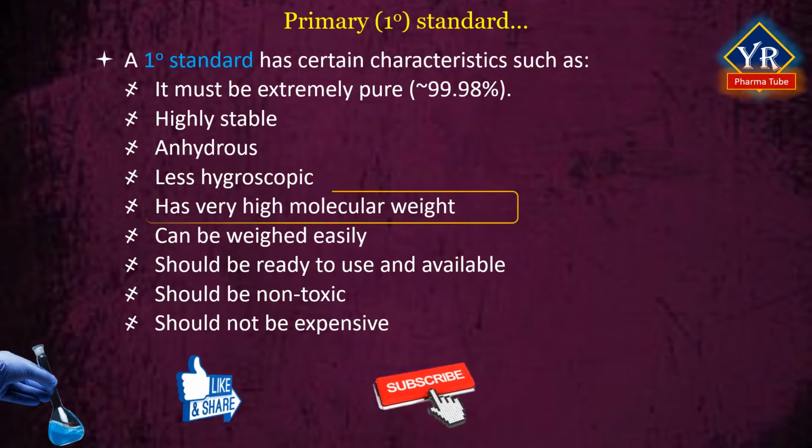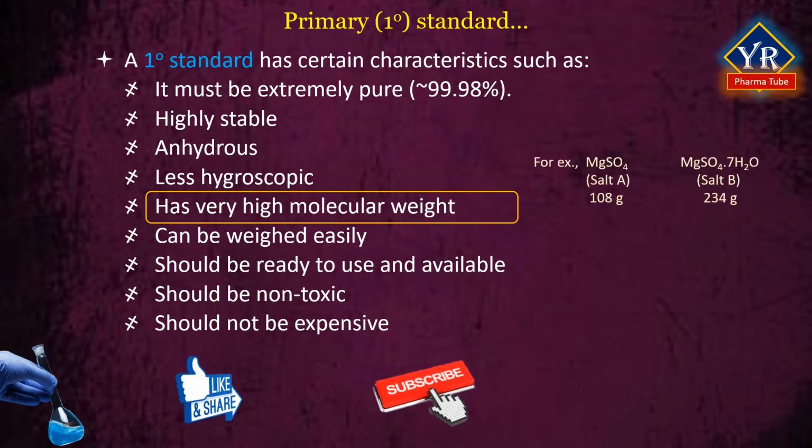A primary standard should have high molecular weight compared to its other similar forms. If we take the same example of Epsom salt, you can understand this statement. Let us take 1 gram of MgSO4 fit for making a primary standard and we call it salt A. Now take 1 gram of MgSO4·7H2O fit for common uses and name it salt B. Now compare the actual weight of magnesium sulfate to make a standard solution for both chemicals. The molecular weight of MgSO4 is 108, but for MgSO4·7H2O it is 234.